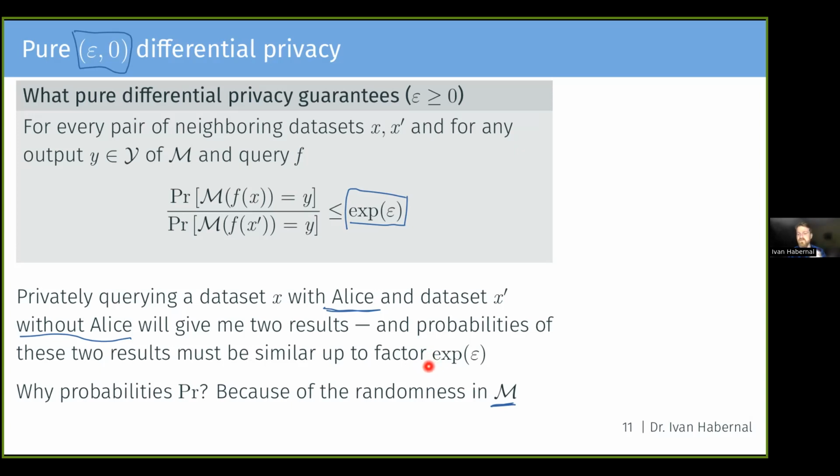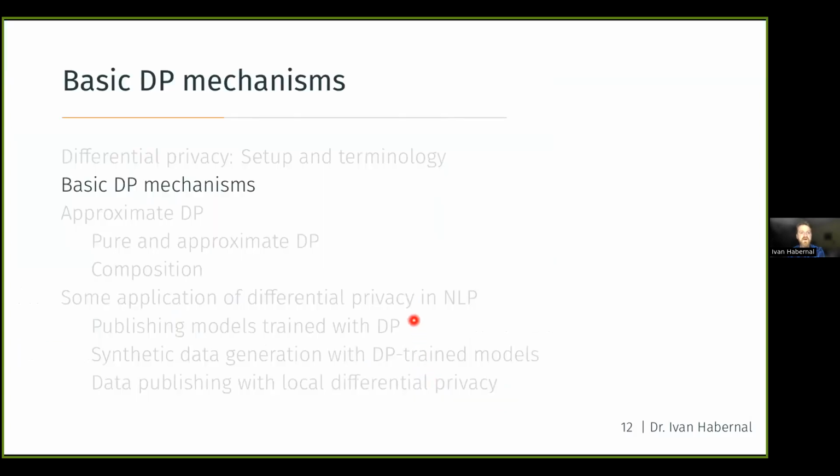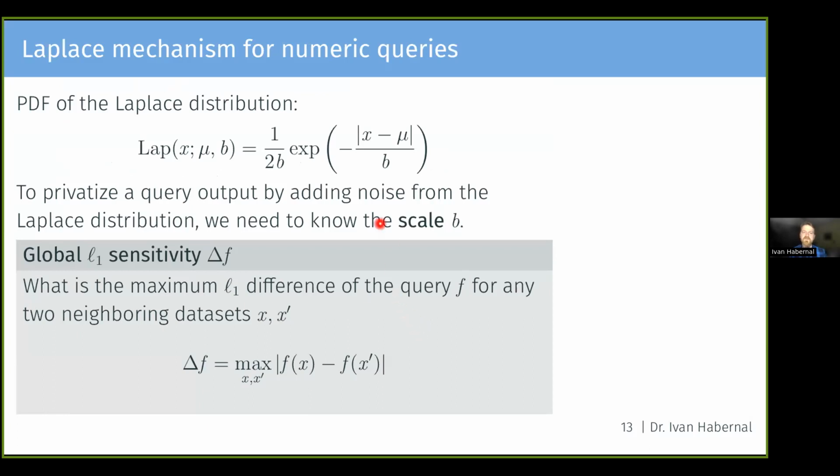So let's have a look at some basic differential private mechanisms. We start with maybe the easiest mechanism for numeric queries. This is the Laplace mechanism. And just recall that the probability distribution function of Laplace is parameterized by mu, the location, and by b, which is the scale, so the size of the noise.